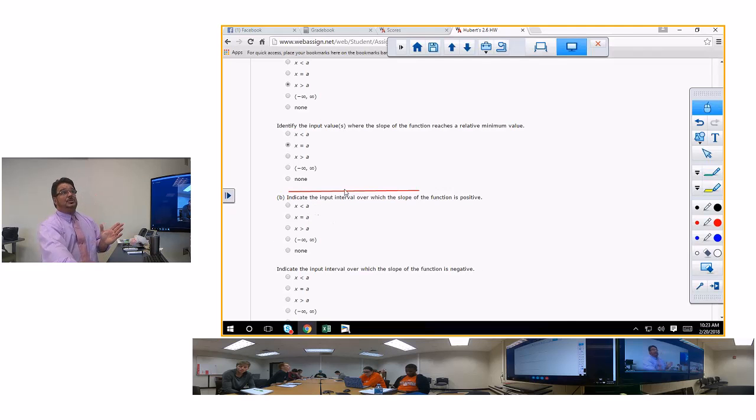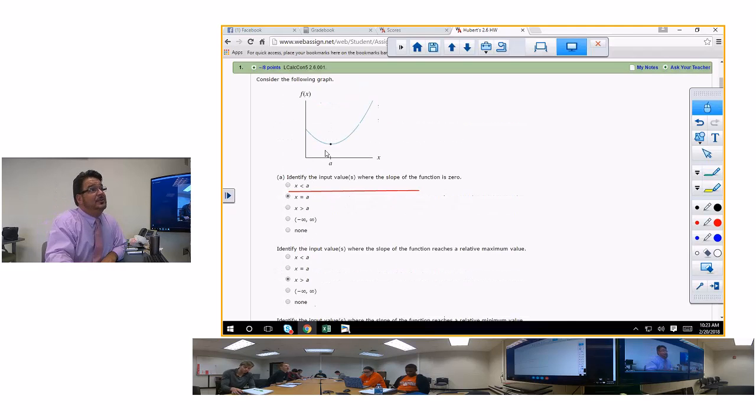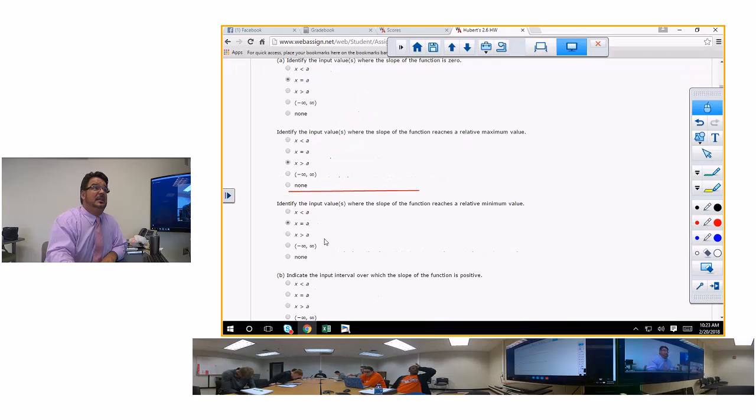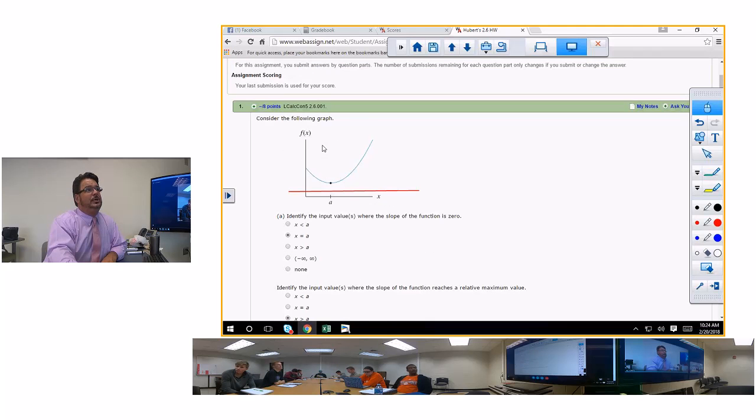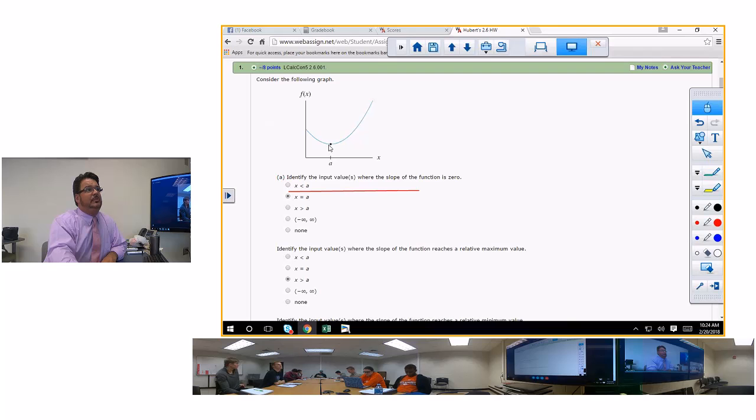Actually, if you want to know the truth about it, the slope is at minimum right here and right there. You see what I'm saying? That's your minimum slope. It's on the left side of A and the right side of A. But it doesn't say the left side of A and the right side of A. It says greater or less than. You see what I'm saying? The two minimum values for the slope are right beside this point and right beside this point.